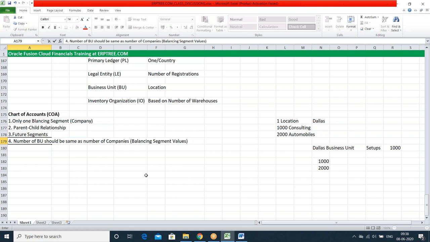The meaning is, however many business units you have, that many companies you create. If you have 10 business units, then you have to create 10 companies under the company segment. Why we are using the term balancing segment values, we'll understand when you are working on the system.